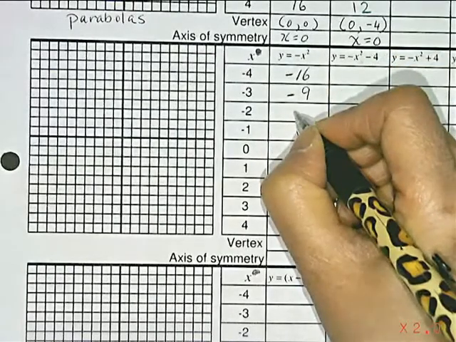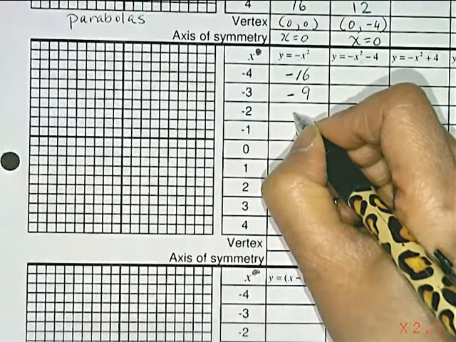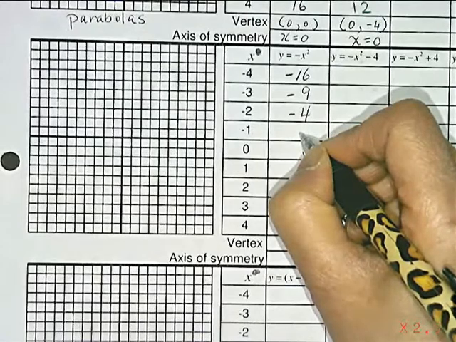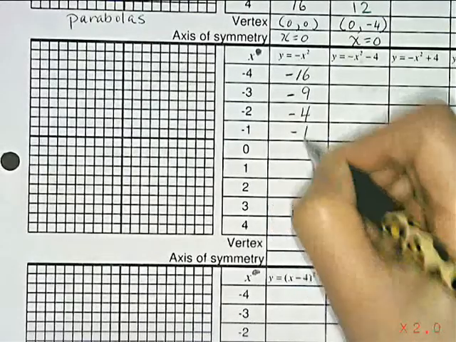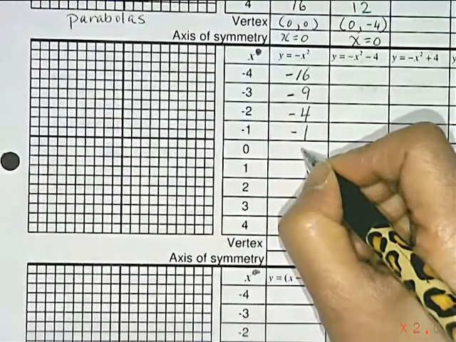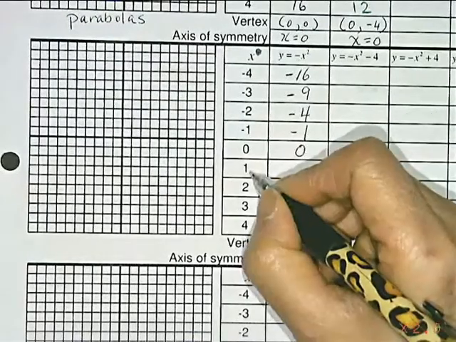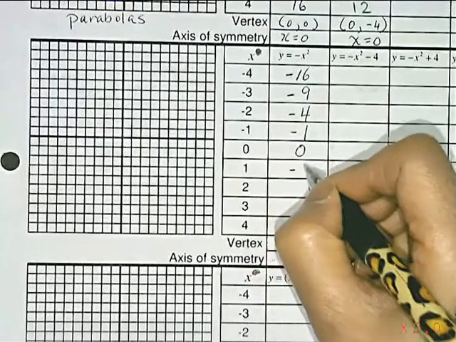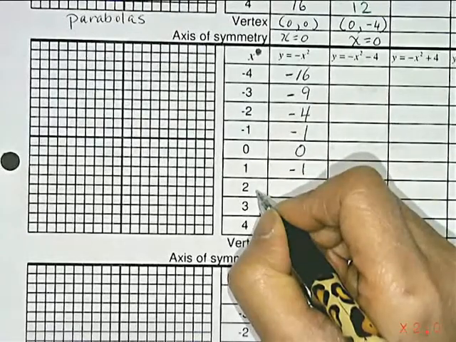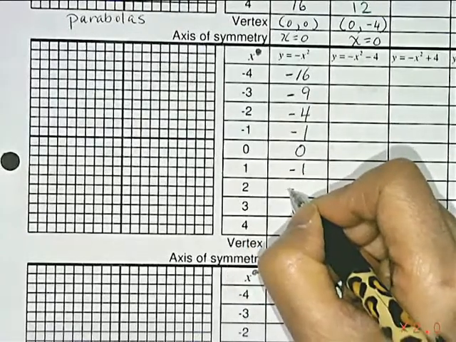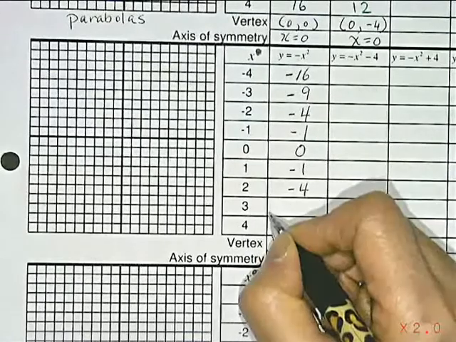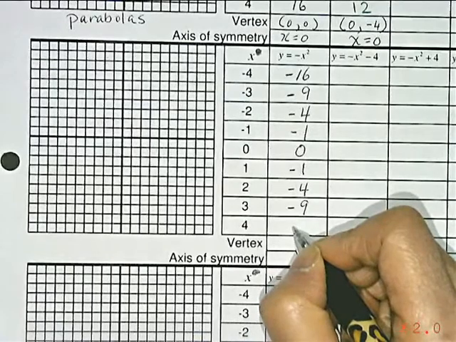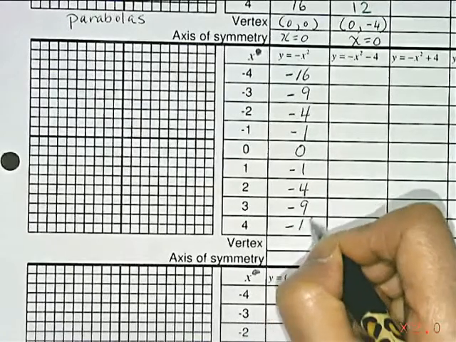Negative 2 squared is positive 4. Then take its opposite, negative 4. Negative 1 squared is 1. Take its opposite, negative 1. 0 squared is 0. Its opposite, it's still 0. 1 times 1 is 1. Take its opposite, it's negative 1. 2 times 2 is 4. Take its opposite, negative 4. 3 times 3 is 9. Take its opposite, negative 9. 4 times 4 is 16. Take its opposite, negative 16.